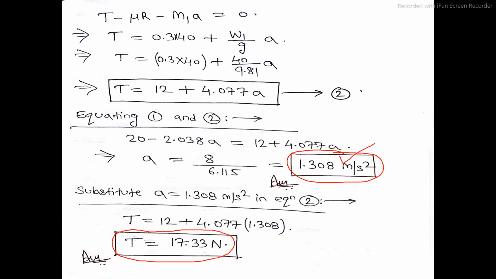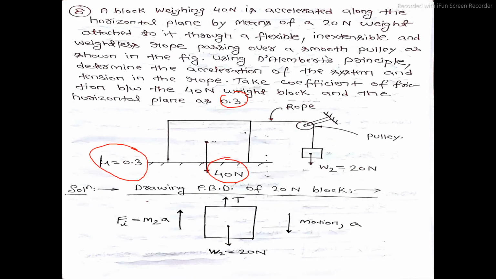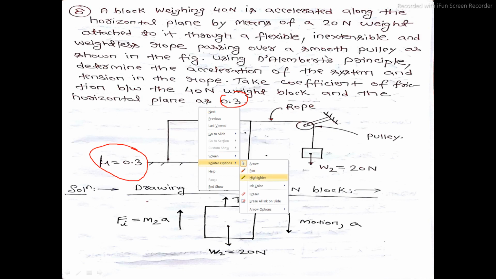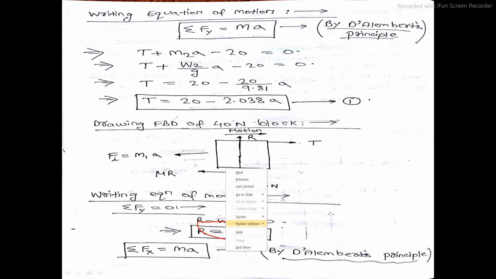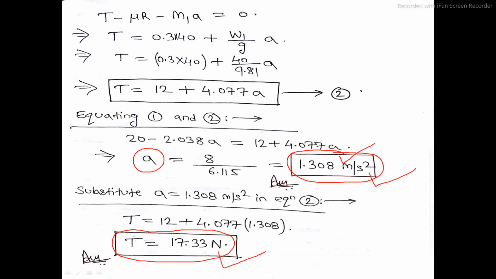These are the two unknown quantities that have been asked in this problem. You need to find out the overall acceleration of the system, that is this one, and how much force will be exerted by the rope or the string, that is this one. So this is the complete solution of this problem. I hope you have understood this problem. It's easy only. Just practice more and more problems from the book.